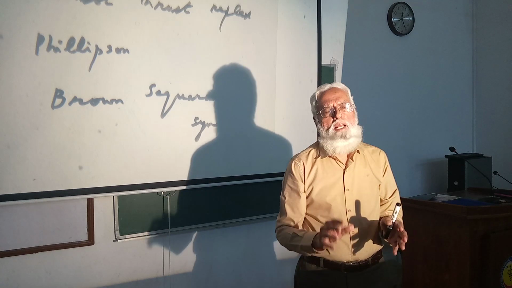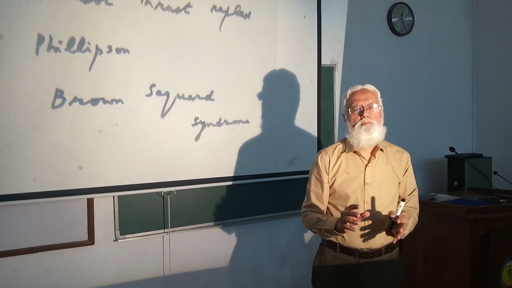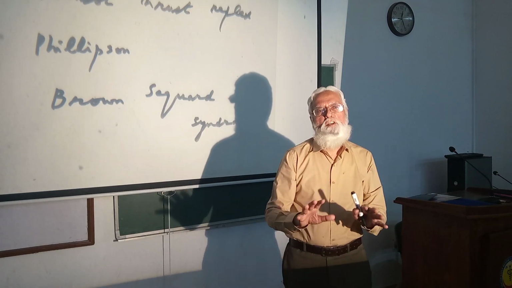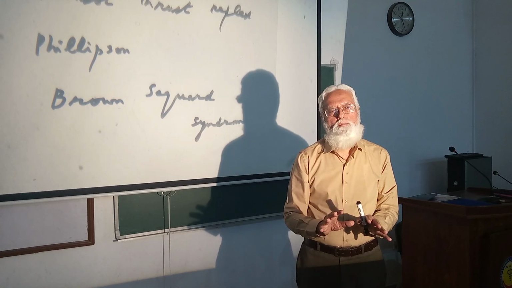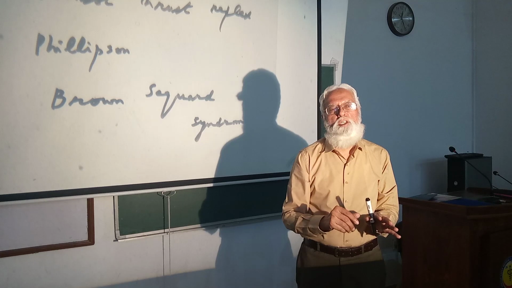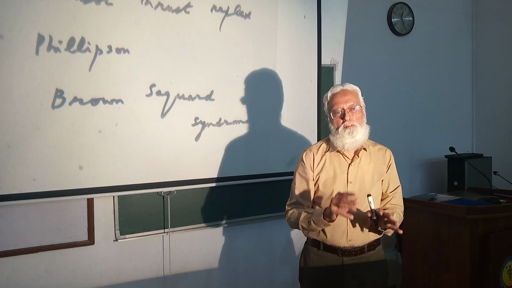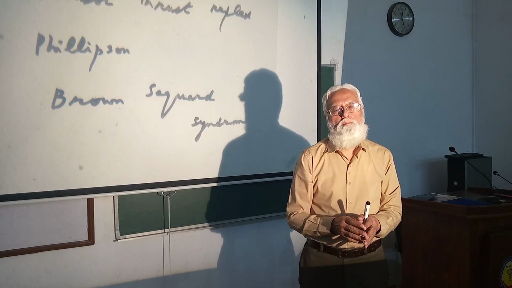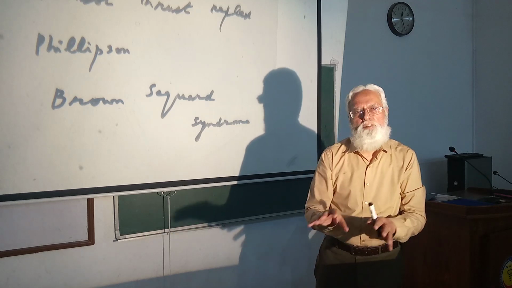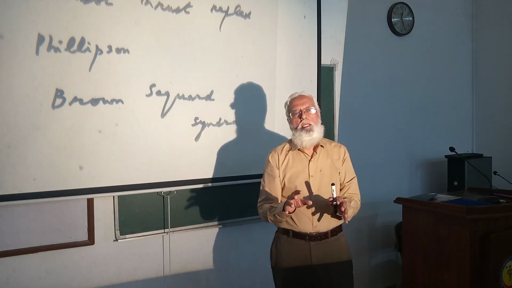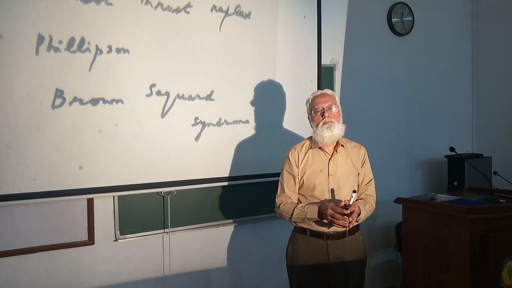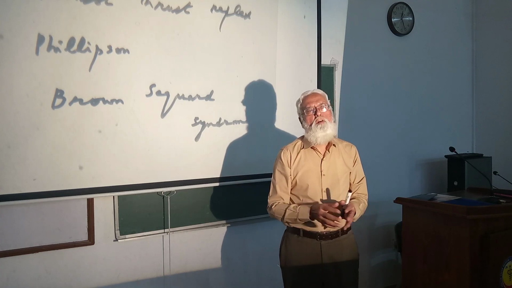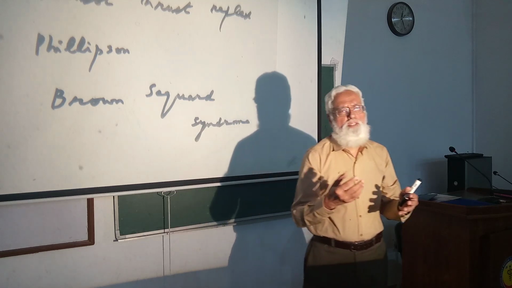So after the spinal cord hemisection, there is the stage of spinal shock, and then comes the stage of reflex activity, and finally there is recovery after the hemisection of the spinal cord. Now, what are the features of the hemisection spinal cord?